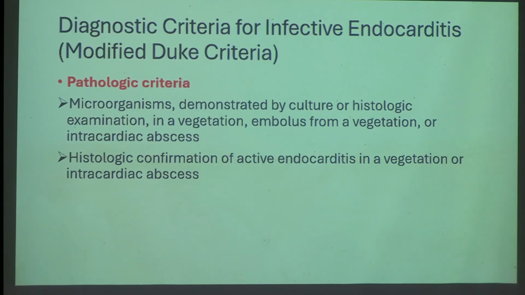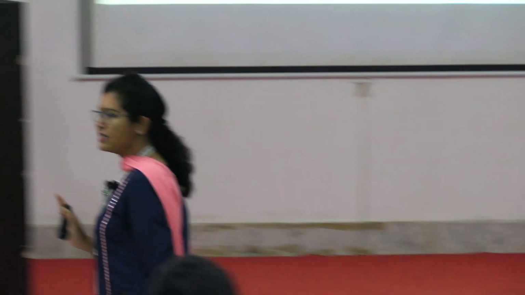If you do culture, where from you will take the culture? You will have to do it either from the embolus or from the vegetation or from the intracardiac abscess. From any of the three things you can take and you can demonstrate the organism, okay. Then is histological confirmation of active endocarditis in a vegetation or intracardiac abscess. Then you have to histologically confirm it, okay. It's not like that only the culture positive we can give it as infective endocarditis. You can't give it like that. You have to histologically confirm it, okay. So histological confirmation is very important. This is the pathologic criteria. Clear everyone?